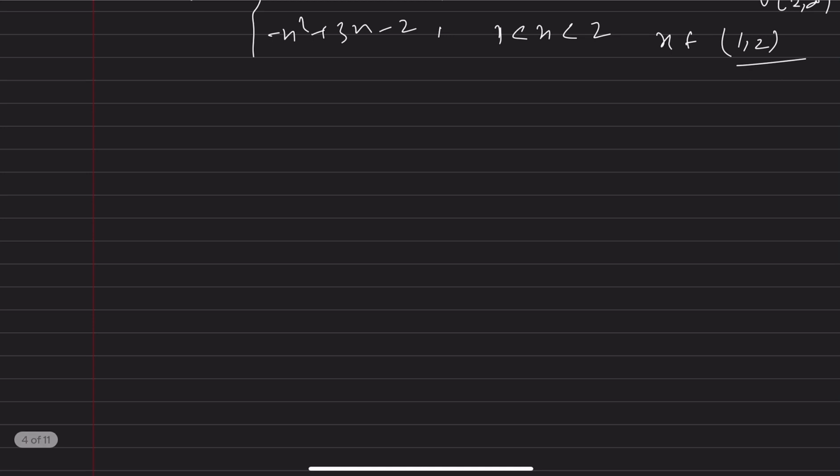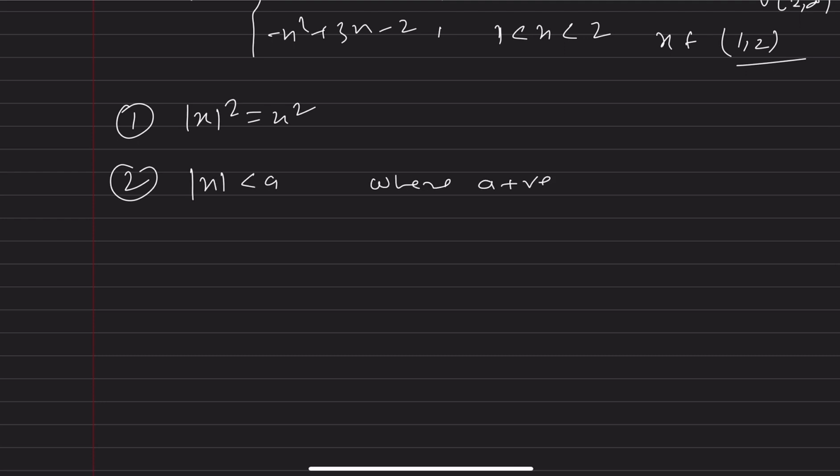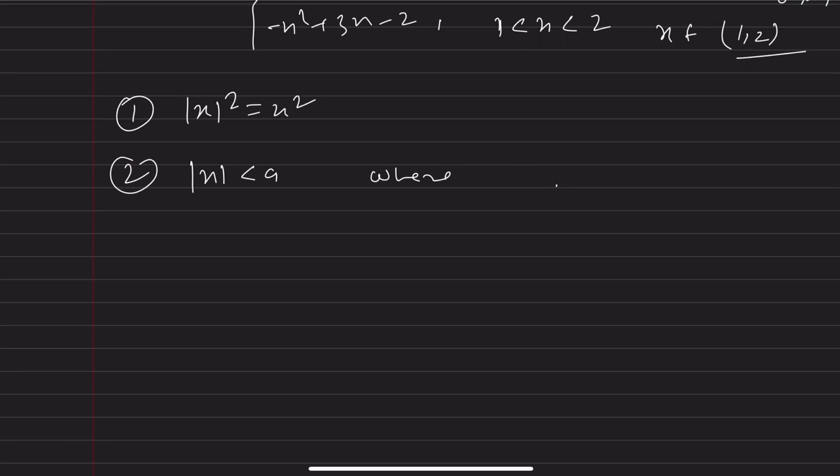Now we are going to learn some more concepts using the modulus. So here let me write down all the properties. So x square, if I write down the mod of x square, okay, mod of x square is going to be equal to x square. Okay, now if I take mod of x less than a, where a is positive, if you consider a is positive, then it is going to be equal to minus a less than x less than a.